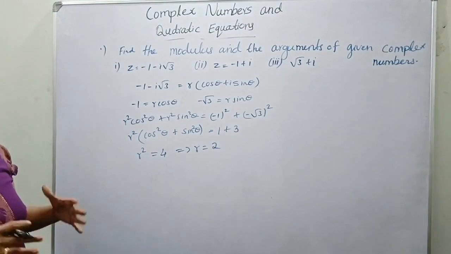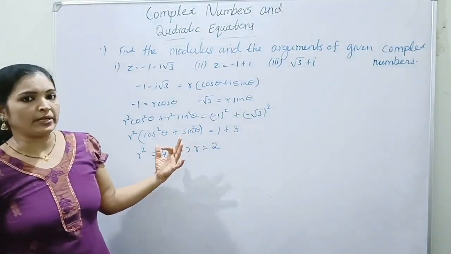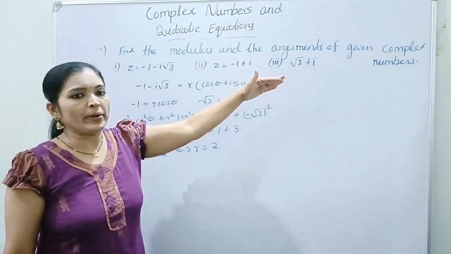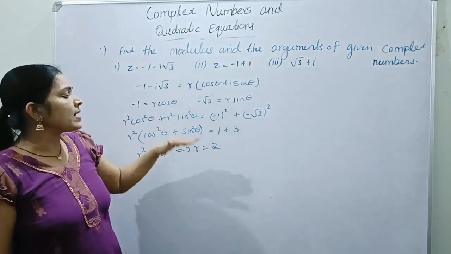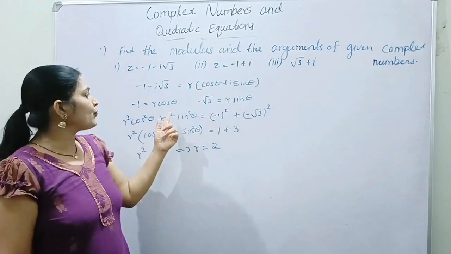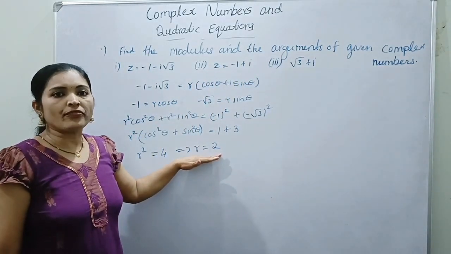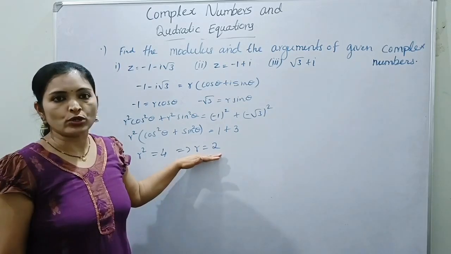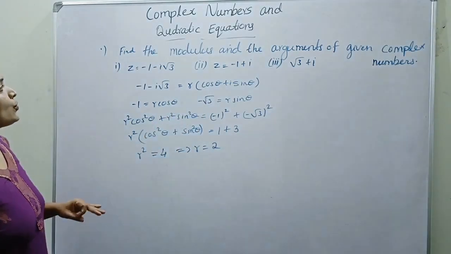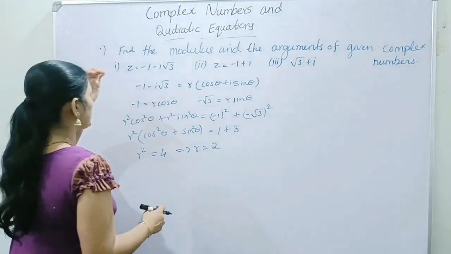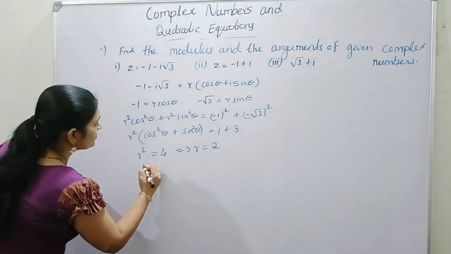What is r? r is nothing but the modulus of a complex number, right? We have to find the modulus and the argument. Modulus means r, and for the argument we have to find theta. So we have found r, the modulus of the complex number, that is r is equal to 2, and next we have to find the argument of the given complex number. First we will find the argument of this complex number.